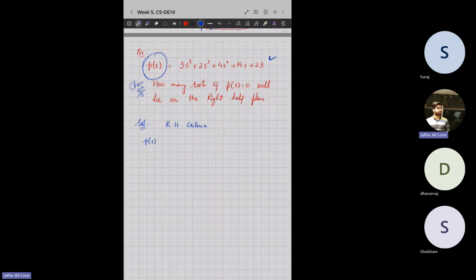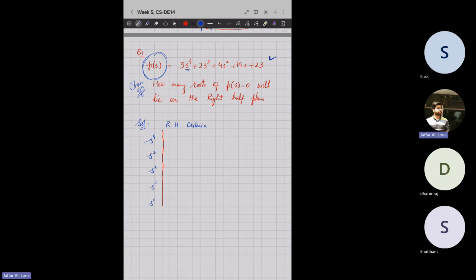So what you do, you make an array. The highest power is 4. So you make an array like this. You write s^4, then s^3, s^2, s^1, and s^0. Then you just populate the first two rows.